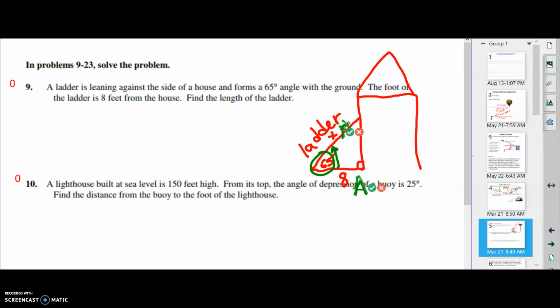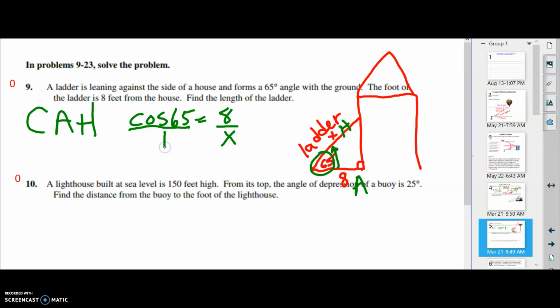So SOH CAH TOA. I'm going to use CAH because I've got the A and the H. So it would be cosine of 65 equals 8 over x. I put it over 1. Now I cross multiply. 1 times 8 is 8, and cosine 65 times x.